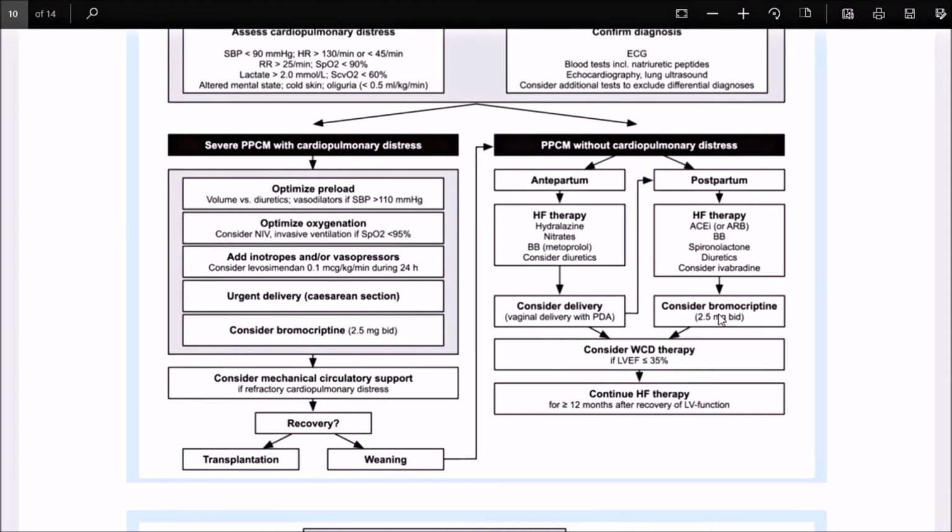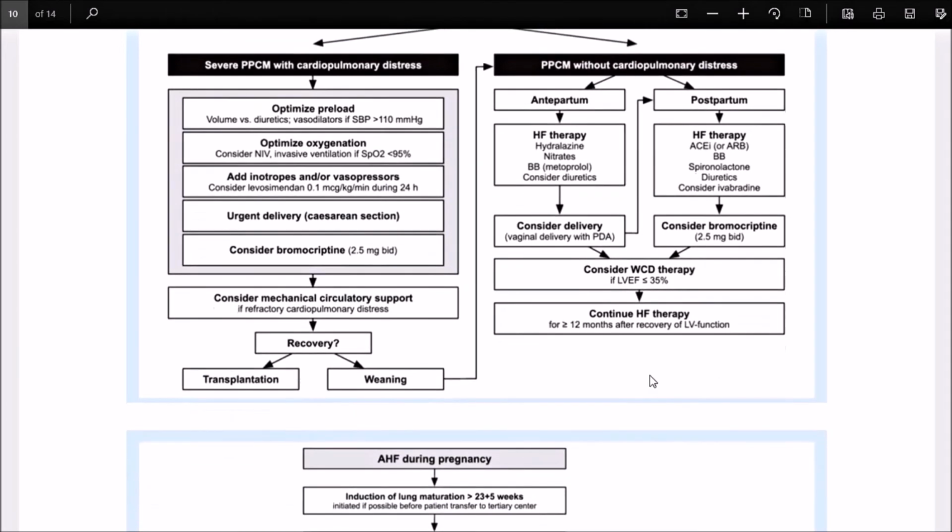So in both cases, consider delivery. Antepartum, consider delivery. And in the postpartum case, considering bromocriptine is really important, and consider once again the wearable cardiovascular defibrillator therapy if LV ejection fraction is less than or equal to 35%, and continue heart failure therapy.